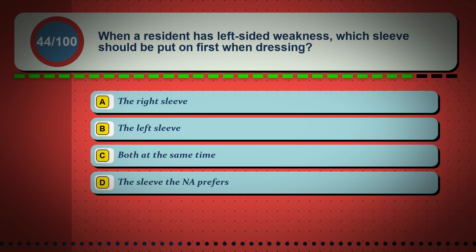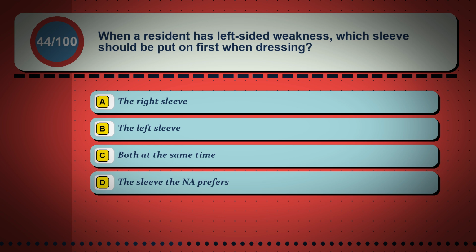Question 44. When a resident has left-sided weakness, which sleeve should be put on first when dressing? Option A, the right sleeve. Option B, the left sleeve. Option C, both at the same time. Option D, the sleeve the NA prefers.